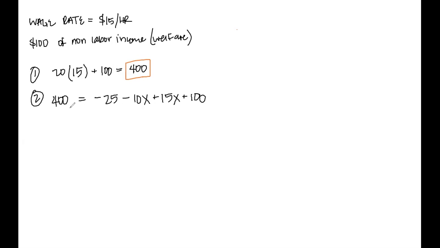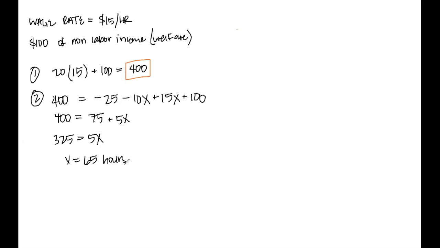Then we just need to combine like terms and solve for x. So I'll start with the constants of the equation. So $100, so 100 minus 25 is 75. So we have 400 equals 75, and then 15x minus 10x equals 5x. Then we can subtract 75 on both sides to get 325 equals 5x, and then dividing by 5 on each side, we have x equaling 65.